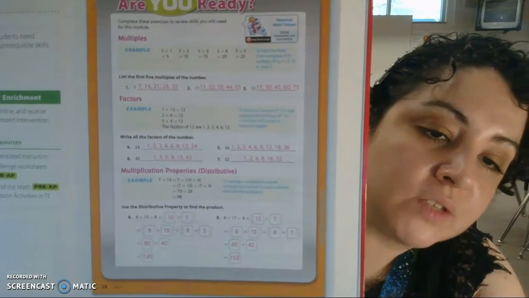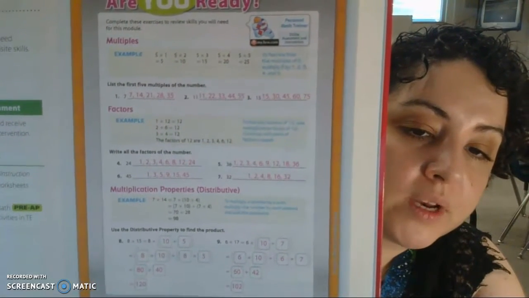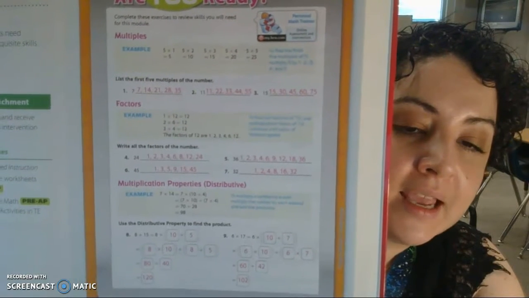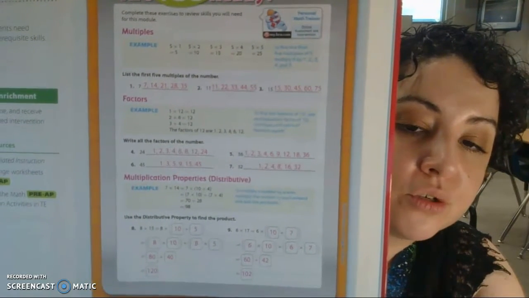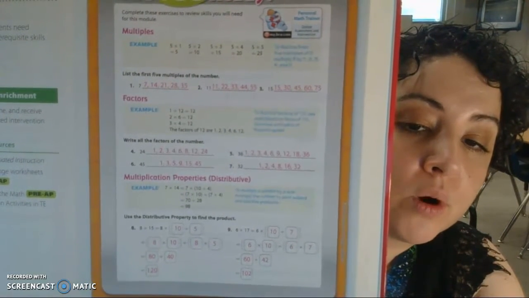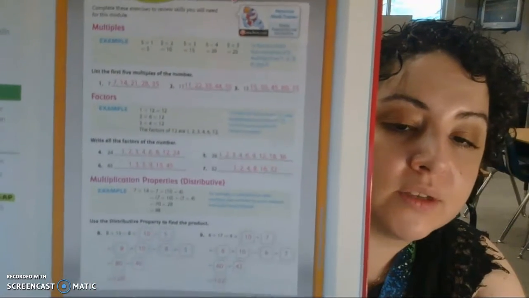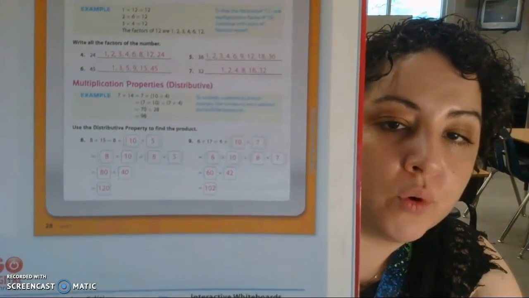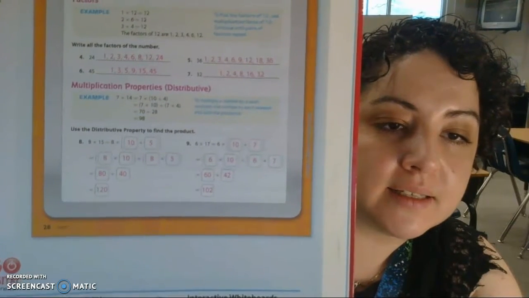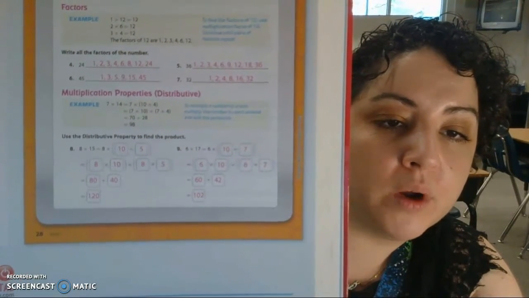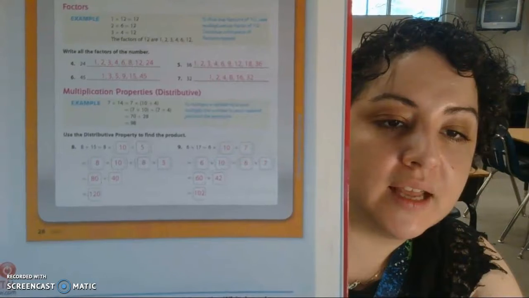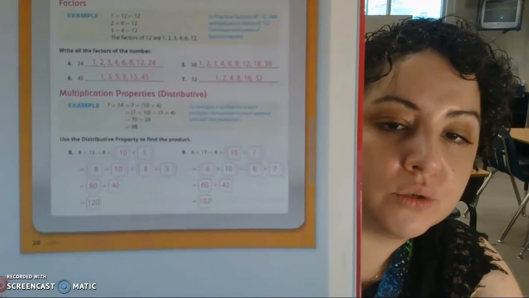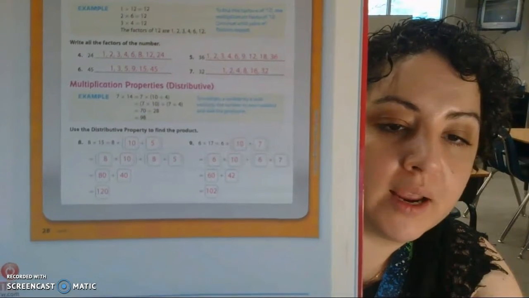For your next area, it's factors. The factors of 24 would be 1 and 24, 2 and 12, 3 and 8, and 4 and 6. The factors for, actually let me go in order, for 36 would be 1 and 36, 2 and 18, 3 and 12, 4 and 9, and 6 times 6. The factors for 45 would be 1 and 45, 3 and 15, and 5 and 9. The factors for 32 would be 1 and 32, 2 and 16, and 4 and 8.